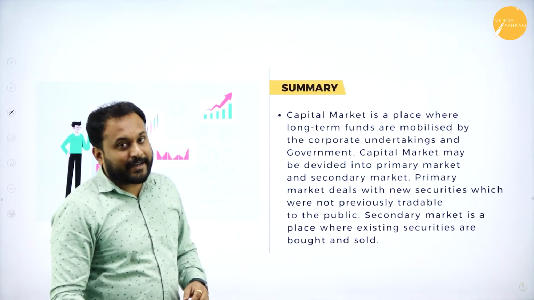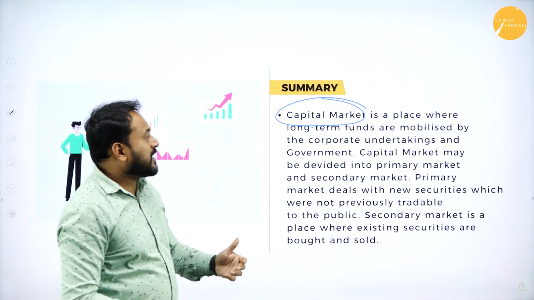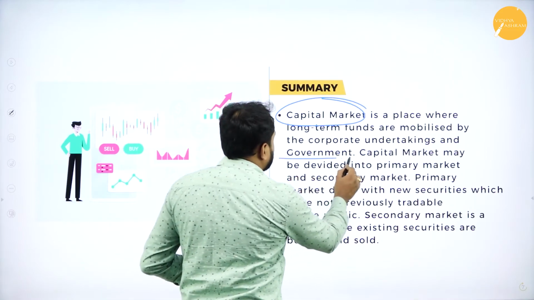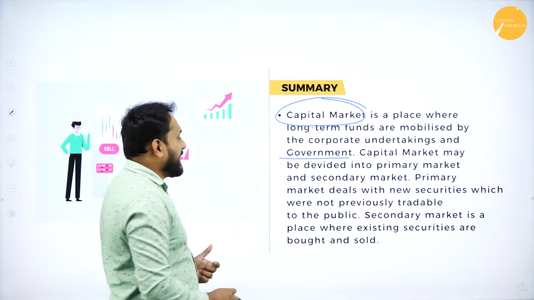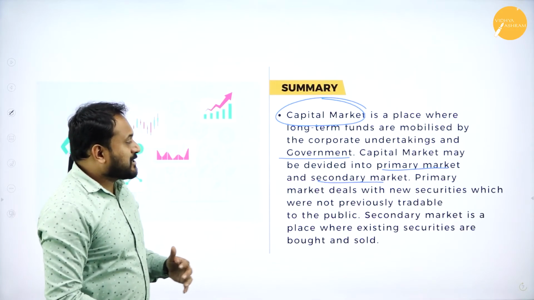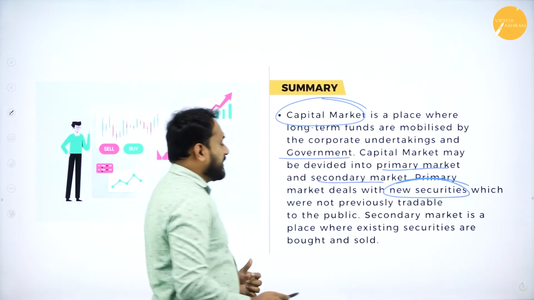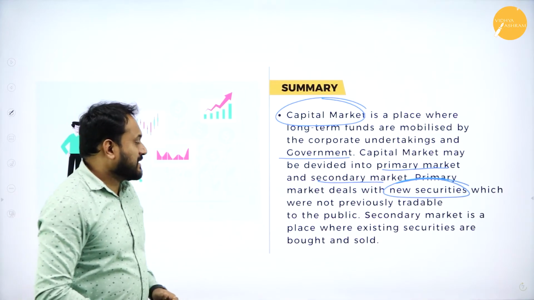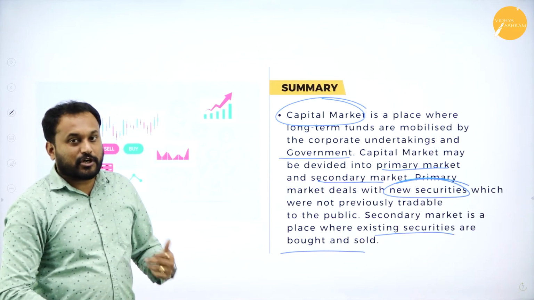Next is capital market. Now capital market is a big market, a place where long-term funds are mobilized by the corporate, undertakings and government. Capital market may be divided into two, that is primary market and secondary market. Primary market deals with new securities. I told you about the primary market, that is the fresh shares which were not previously traded to the public. Secondary market is a place where existing securities are bought and sold, that is your stock exchange.